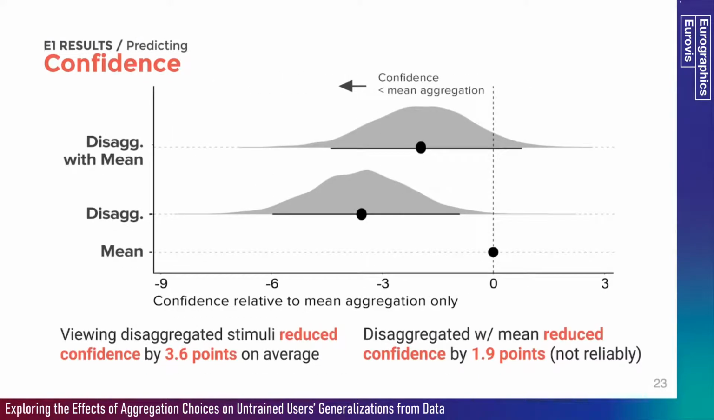We also ran another hierarchical Bayesian regression using the same fixed and random effects but predicting confidence. From the posterior estimates of effects, we see that compared to mean aggregation only, disaggregated without mean marks reduced confidence by a few points. Disaggregated with mean also reduced confidence, but this effect would not be considered significant.